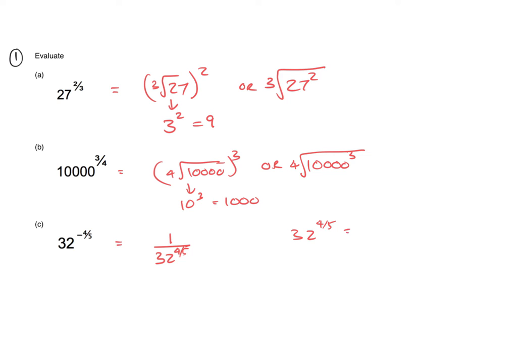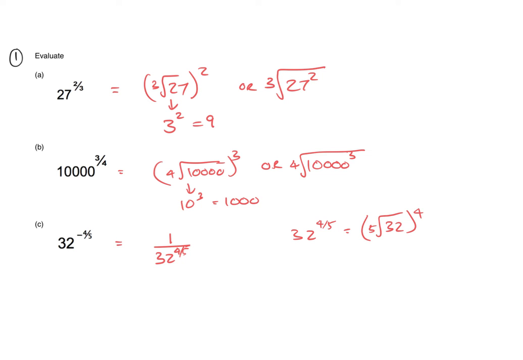Now here again we have two choices. We can do the 5th root of 32 and then raise it to the power of 4, or we can do 32 to the power of 4 and then do the 5th root. Clearly the first one is the obvious one. So we want the 5th root of 32. And you'll get to spot these as you go. The more you do, the more you'll see numbers coming up all the time.